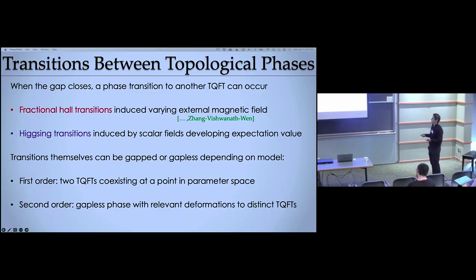And then what I'll be focusing on are Higgsing transitions. So we'll be in a quantum field theory where we have a Higgs field, and this Higgs field can develop an expectation value, and that will change which topological field theory we're talking about. Of course, these transitions themselves could be gapped or gapless, depending on which model you're talking about. They could be first order, meaning you just have two TQFTs that coexist at the same point in parameter space. Or, maybe more interestingly and more fun, they could be second order, which means a gapless, typically strongly coupled CFT, with relevant deformations to two distinct topological phases.